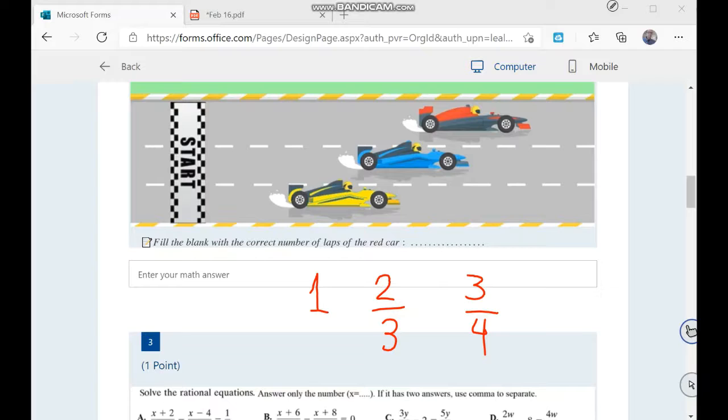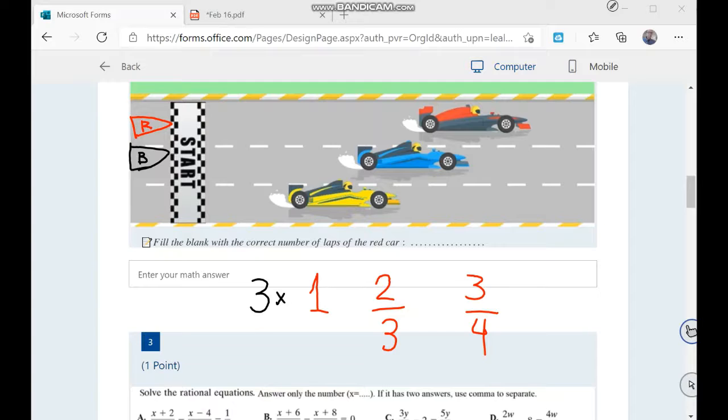If you multiply all the laps by 3, the red car is completing 3 laps, and the red car is going to be here completing 3 laps. The blue car, 3 times 2 divided by 3, is 2. The blue car is going to be at the same time on the starting line completing 2 laps, right?